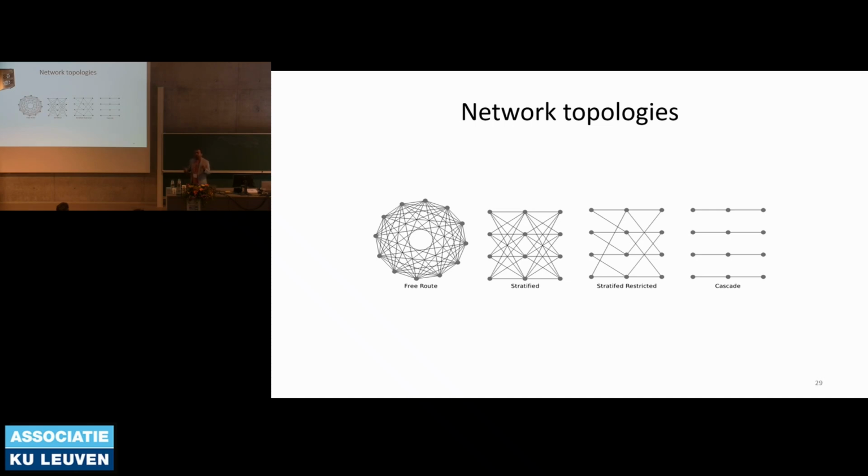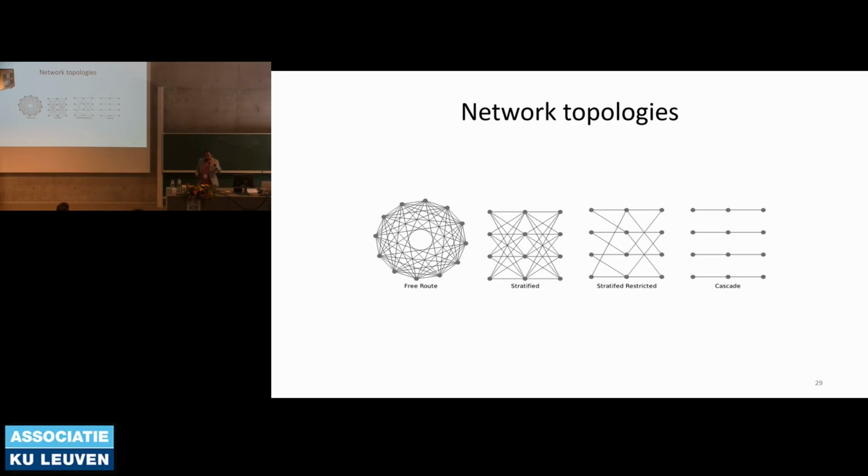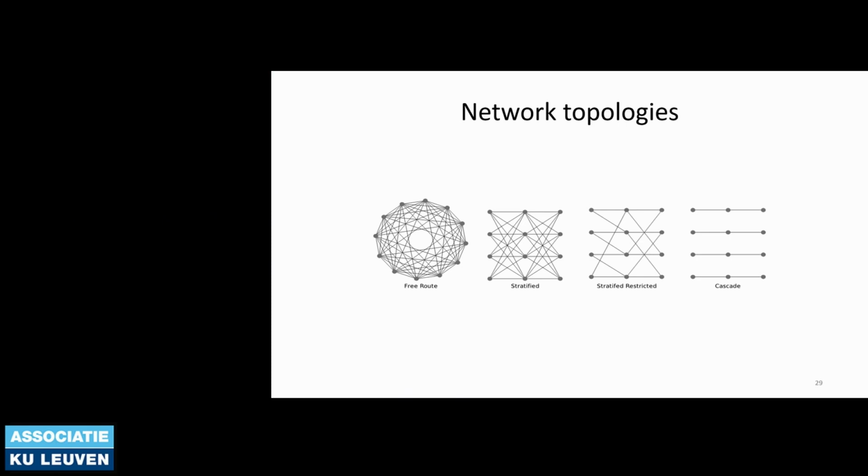Stratified restricted is something like, in this layer, these are the nodes, but if you have picked this node on the first layer, you can only pick these nodes in the second layer. And then there is direct explicit cascade, where there is no mixing between each other. You can see these are straight lines. This is generally something that people don't use anymore.